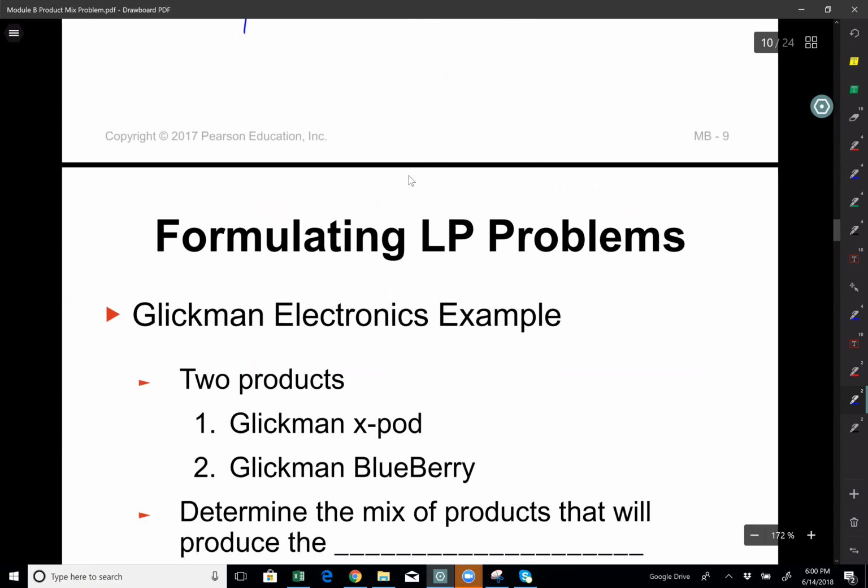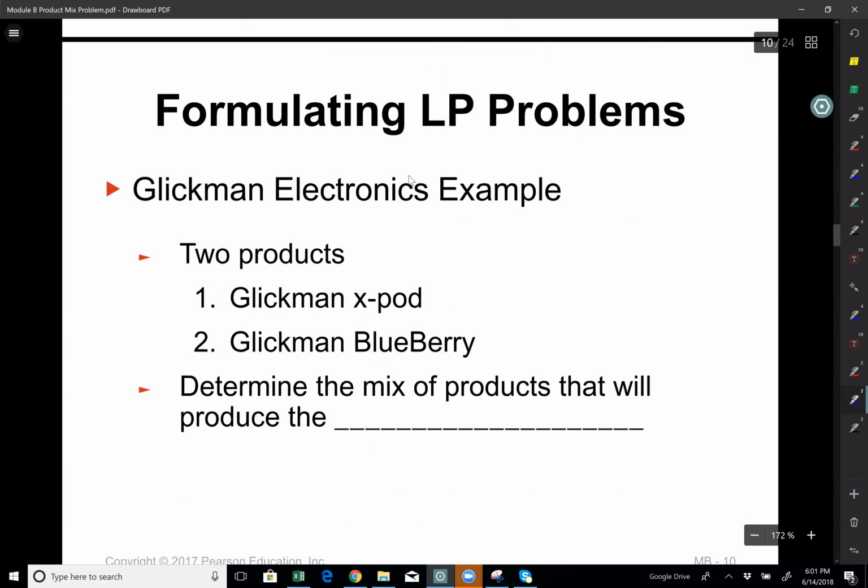Let's look at an example. This could be any example, but let's give a simple one. There's a company here, Glickman Electronics. They produce two different types of products. Let's call XPod X1 and blueberries X2 production. So in this model we are trying to maximize our profit. Our objective, which is the first component of an optimization model, is to maximize the profit.